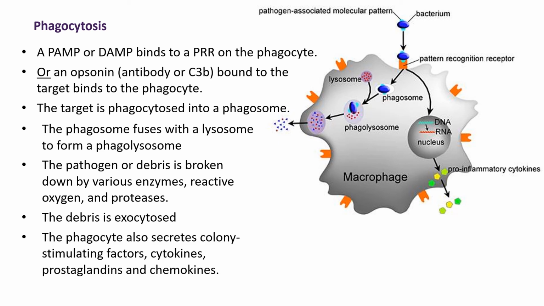At the same time, when all this is happening, this stimulates the phagocyte to secrete colony-stimulating factors, cytokines, prostaglandins, and chemokines. So lots of pro-inflammatory mediators. This, of course, is going to cause lots of other white cells, leukocytes, to come to the area and help it.